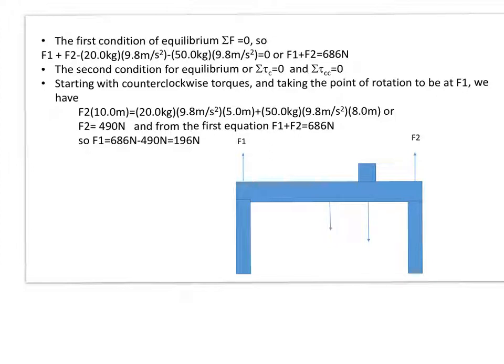And since the first equation, from the first condition of equilibrium, said that F1 plus F2 is 686 newtons, now we can solve for F1 simply by subtracting F2 from the 686. So there we have it down here, and F1 is 196 newtons.